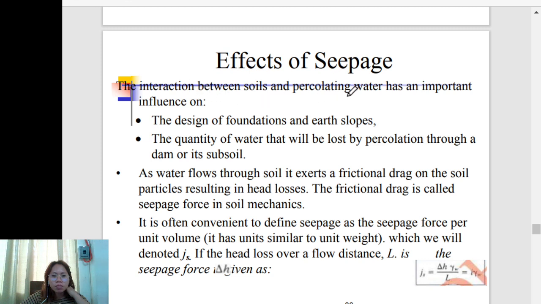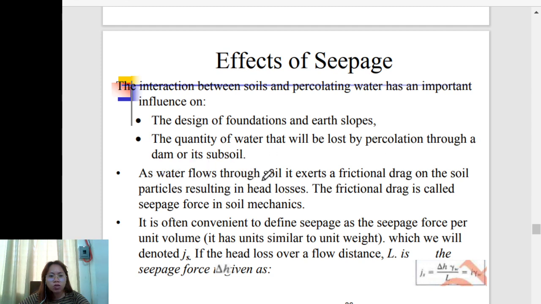The interaction between soils and percolating water has an important influence on the design of foundations and earth slopes. Seepage, from the word itself, means the tendency, the ability of the water to travel between soils. This has an important influence on the design of foundations and earth slopes, and on the quantity of water that will be lost by percolation through a dam or its subsoil.